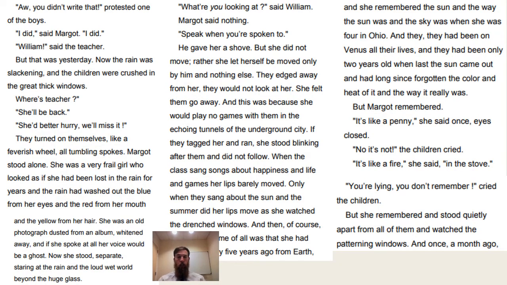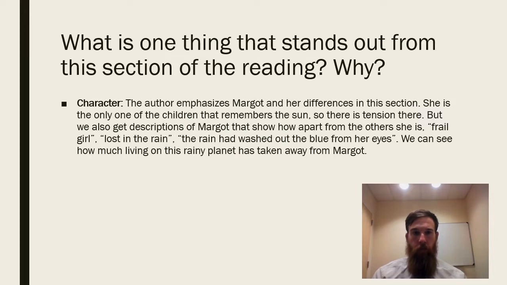Now we have our second part of the story. Here we get some descriptions about Margot and some interactions with the kids. My comment here was on character. At the beginning of the story, we got what the place was like. Now we're starting to see how it affects some of the people. For character, I thought that the author emphasizes Margot and her differences in this section.